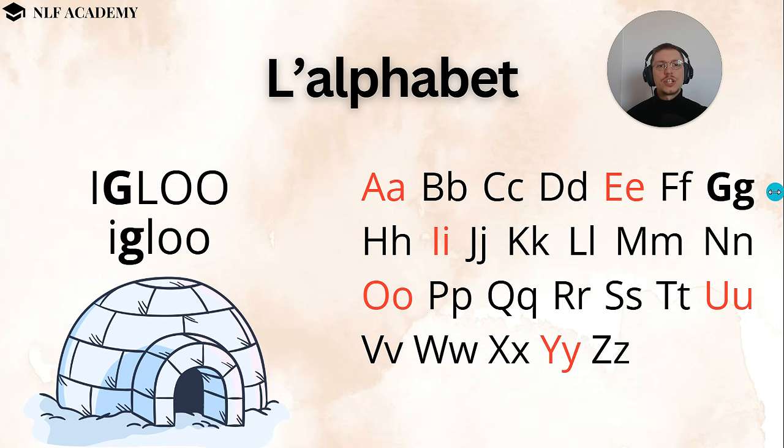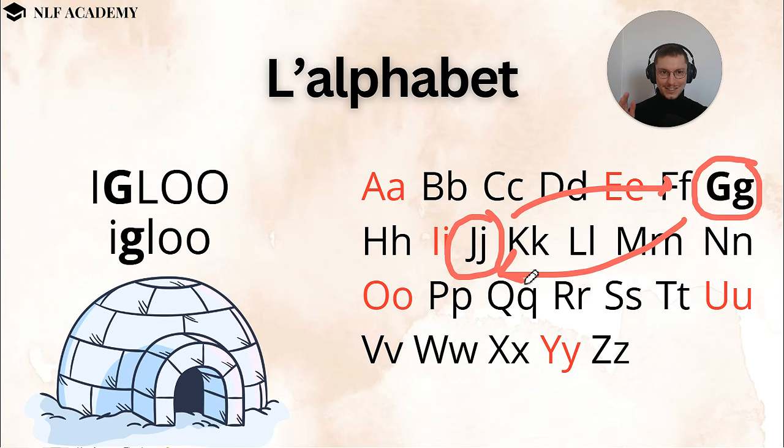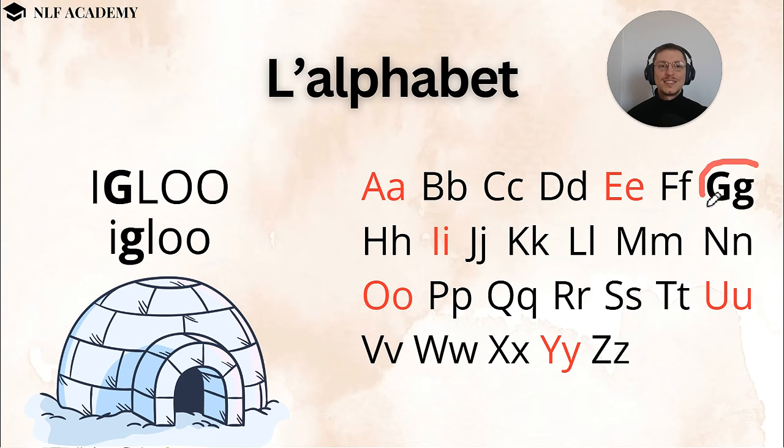G. G. So in English, this is called G and this is called J. In French, this is the other way around. Like literally the other way around. So this is G and this is J. Okay? But this one, most of the time, is pronounced G. G. Par exemple, igloo. Igloo. G. Très bien.